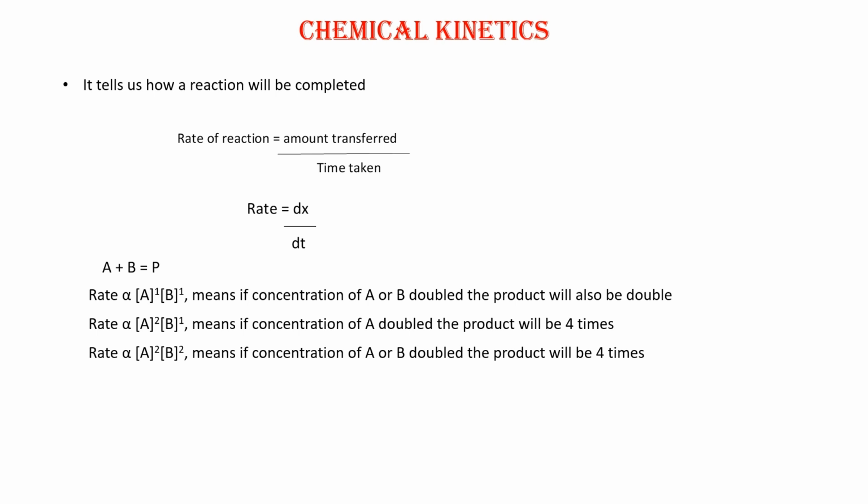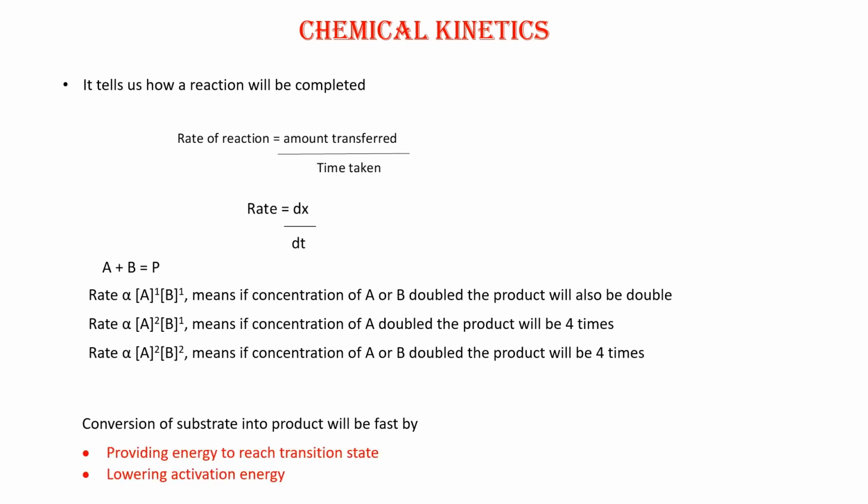What it is saying is that the rate is directly proportional to the concentration of A and B, where the concentrations of A and B are given as 1. That means if we double the concentration of A, the product will also be double. Similarly, if the rate is directly proportional to the concentrations of A and B, but the concentration of A is 2 and the concentration of B is 1, it means if we double the concentration of A, the product will become 4 times. Next, if the concentrations are 2 for both A and B, it means if we double the concentration of A or B, the product will become 4 times.